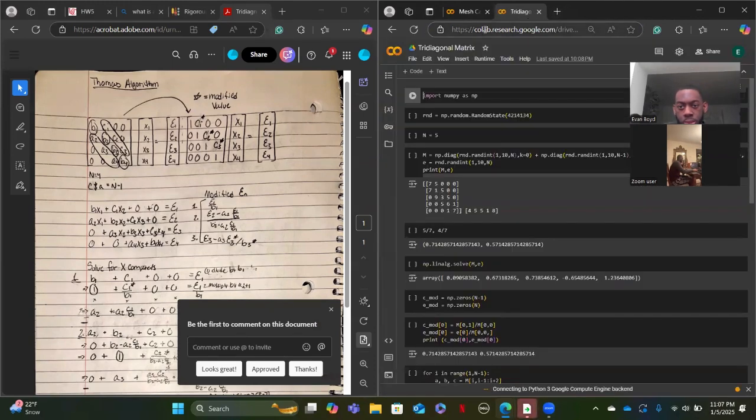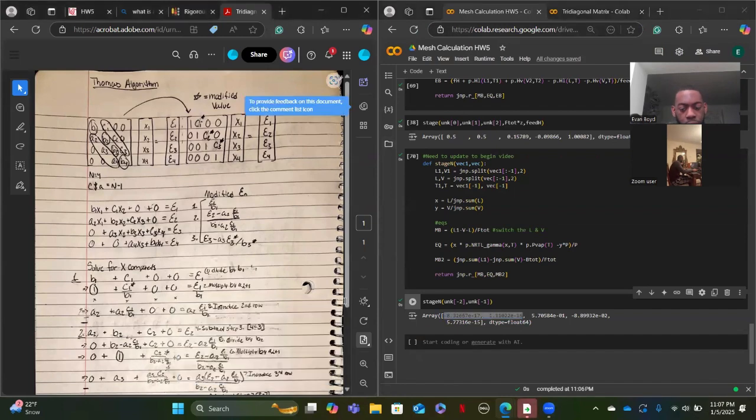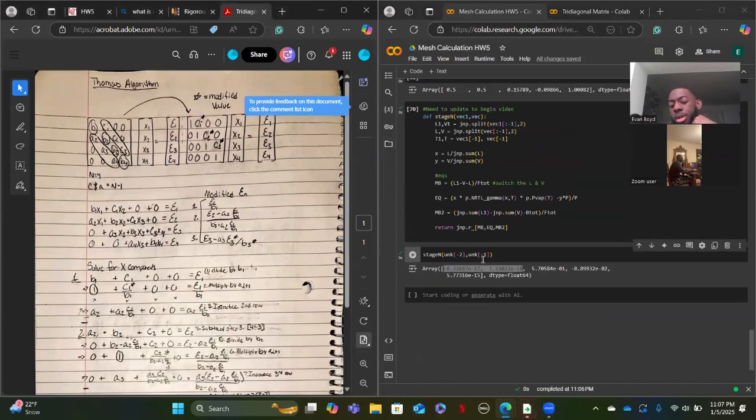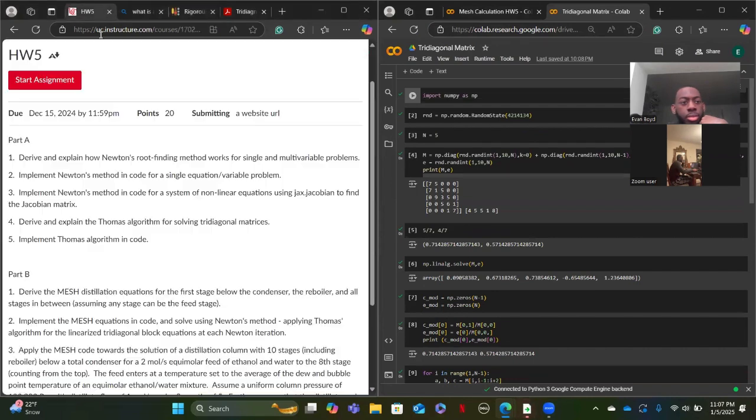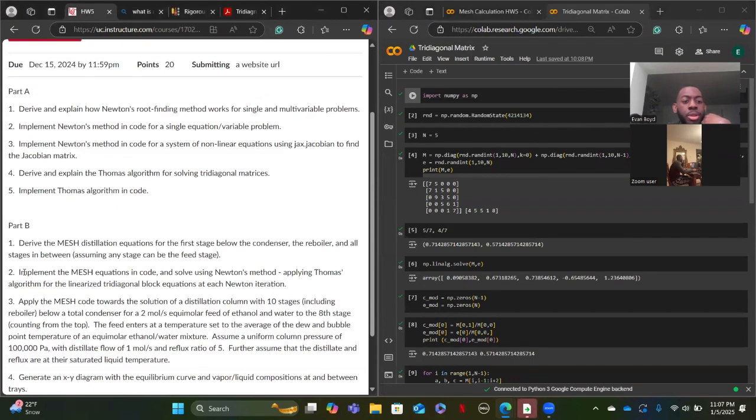So let's get started. First, like I just said, we are now doing part two, the second part. We're using new methods and applying the Thomas algorithm for linearized triangular block equations.